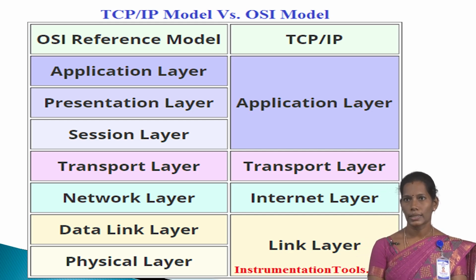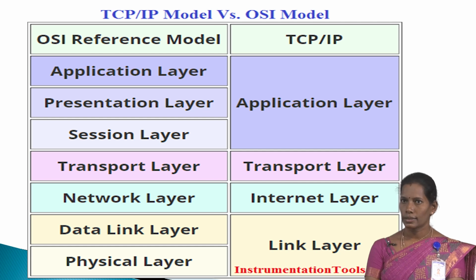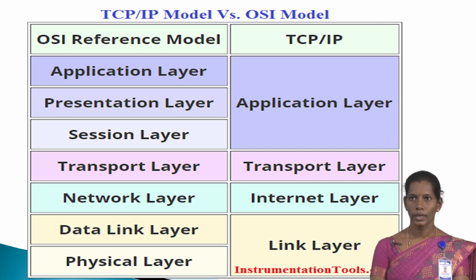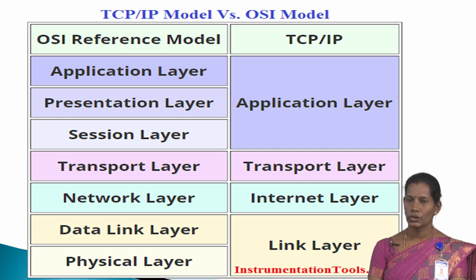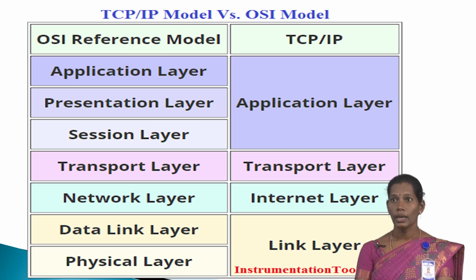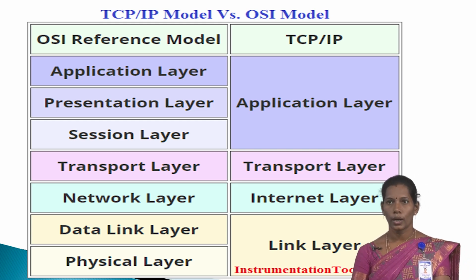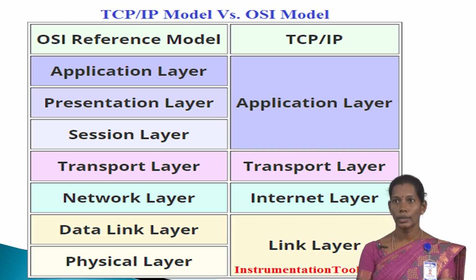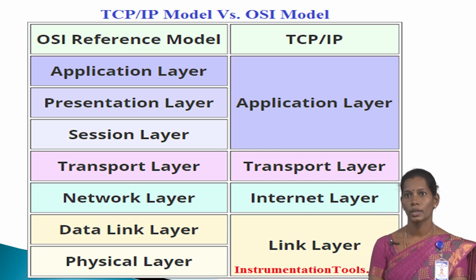UDP consists of the following fields: source port address, destination port address, total length, and checksum. The source port address is the address of the application program that has created the message. The destination port address is the address of the application program that receives the message. Total length defines the total number of bytes of the user datagram. The checksum is a 16-bit field used in error detection.